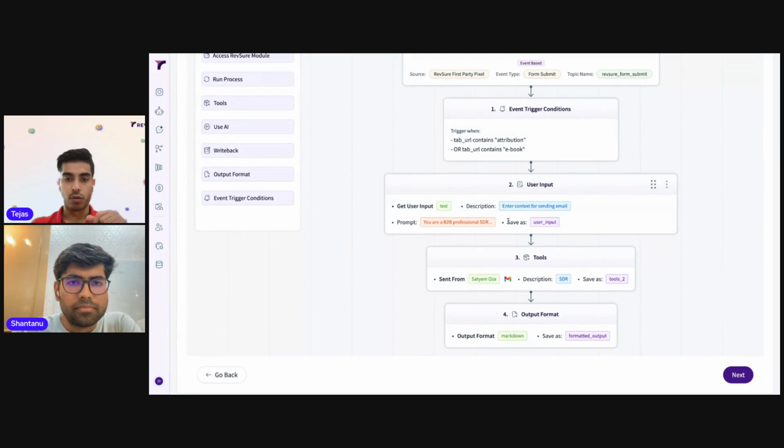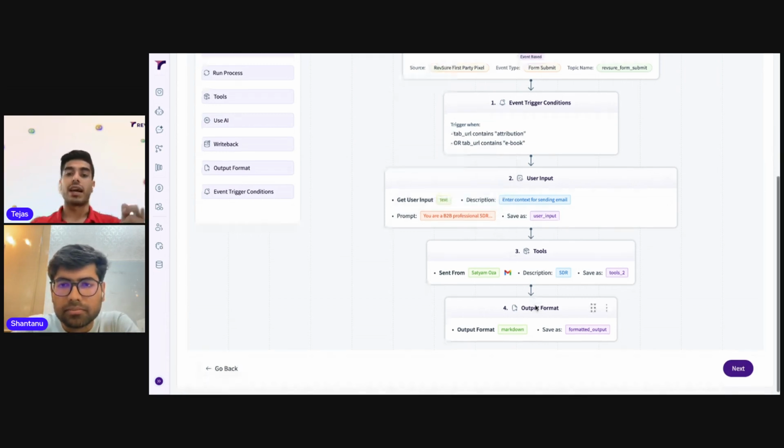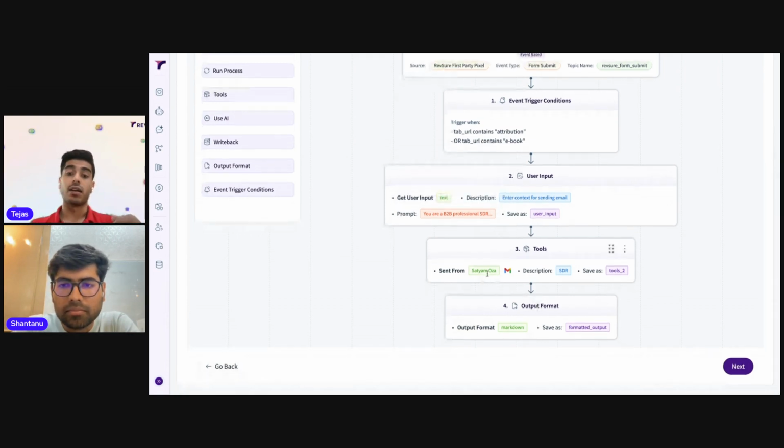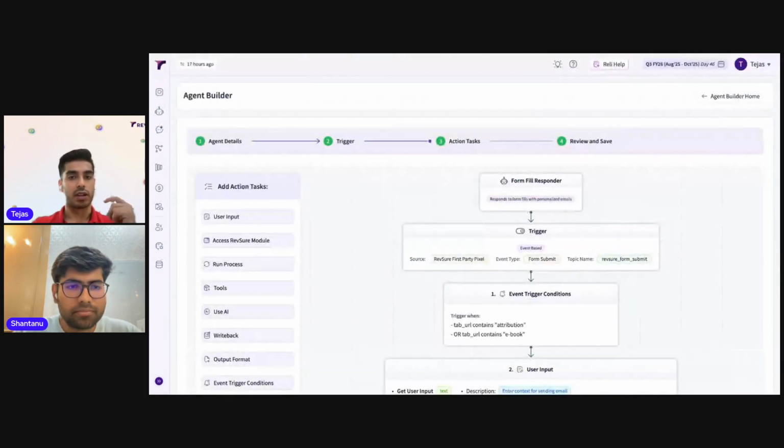Over here is where you give it a small prompt to guide the way the email is written. And the tools section is where you can set up your own SDR, and you can connect your Gmail so that the emails go from the right account and from your SDRs. Now let's run the agent and have a look at what the output looks like.